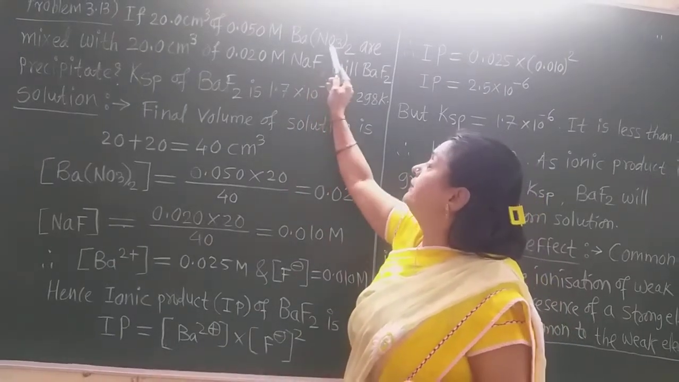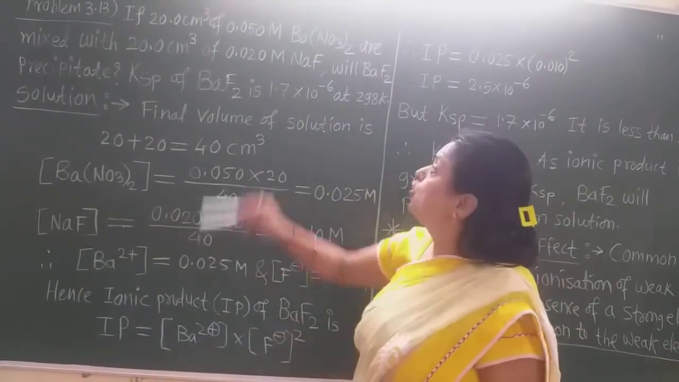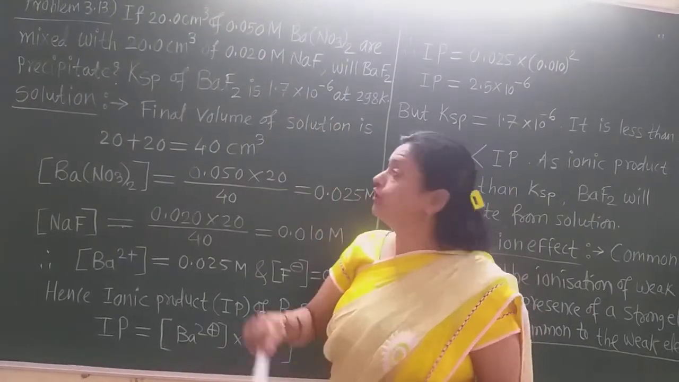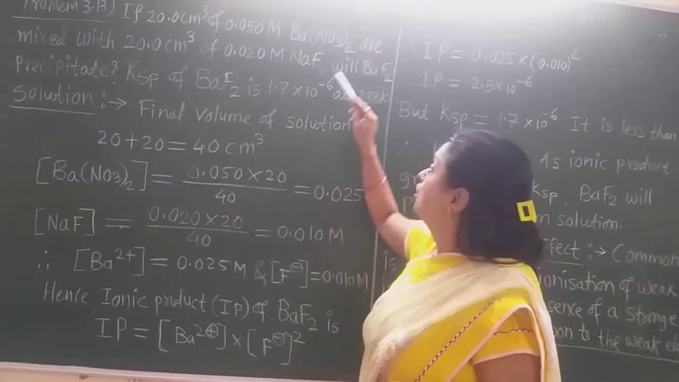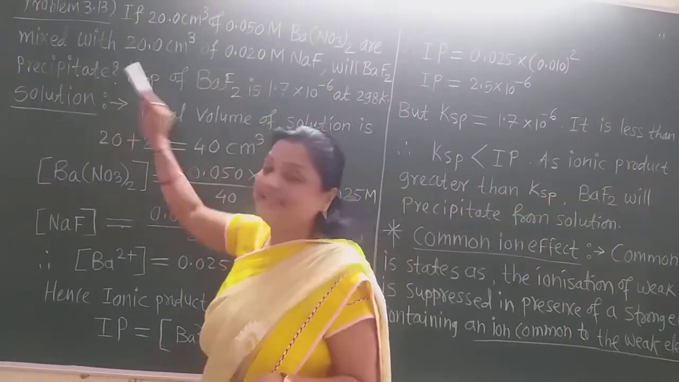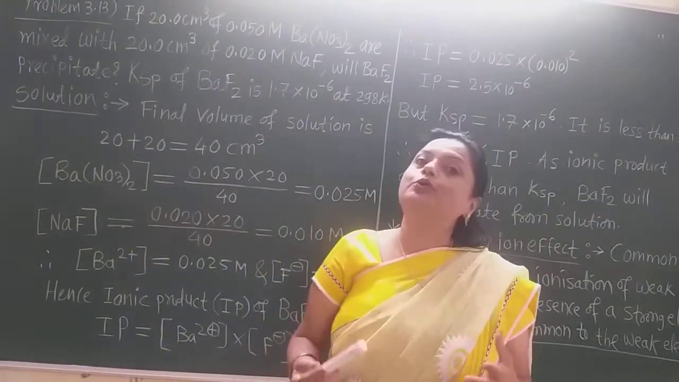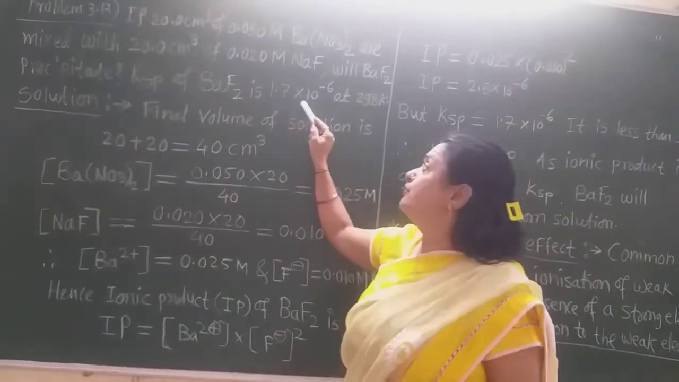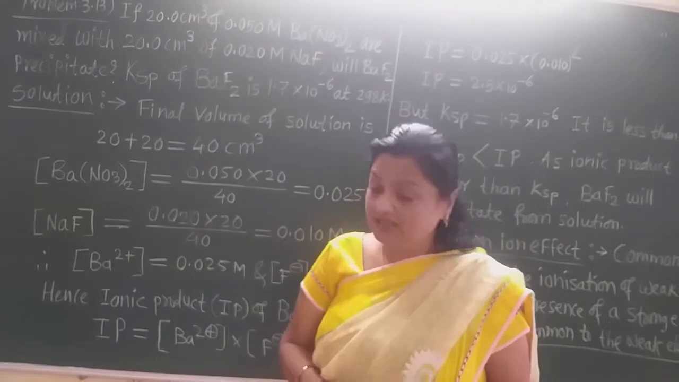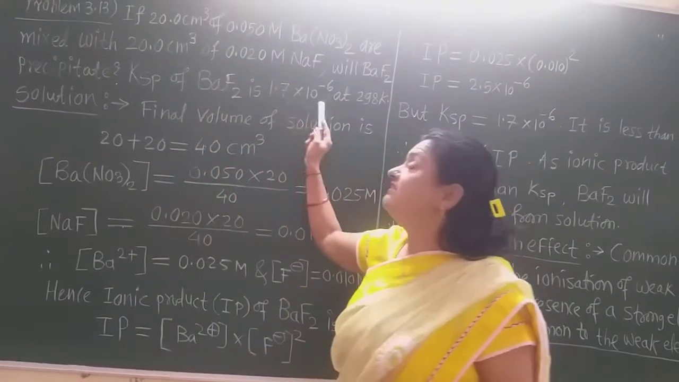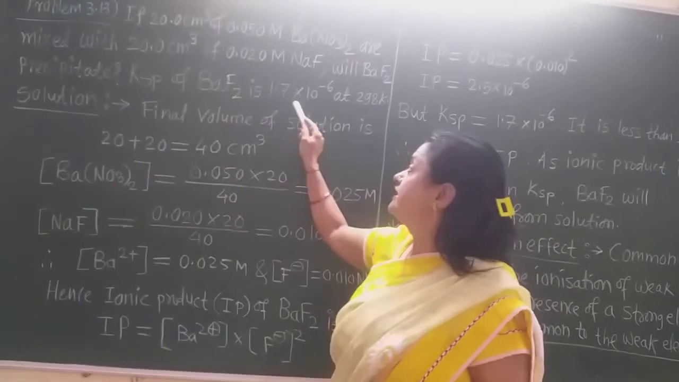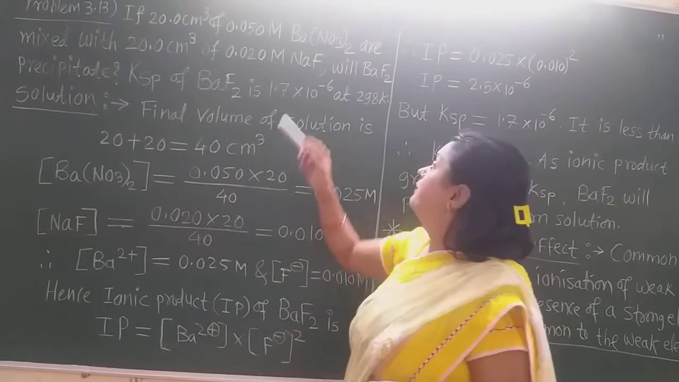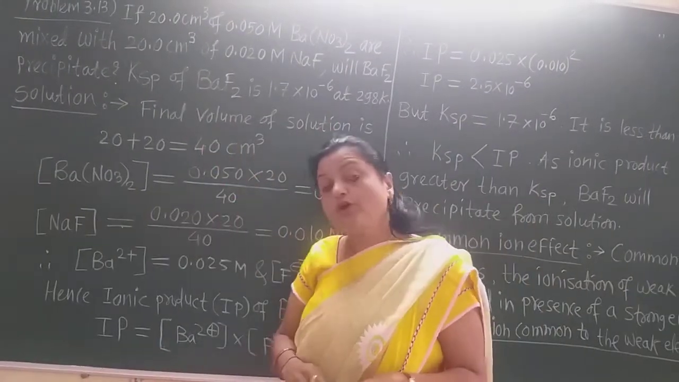The solutions are barium nitrate and sodium fluoride. The concentration of barium nitrate is given as 0.050 molar and the concentration of sodium fluoride is given as 0.020 molar. Will BaF2 precipitate out or not? Ksp for BaF2 is 1.7 into 10 raised to minus 6 at 298 Kelvin, and they ask us whether BaF2 will precipitate out or not.